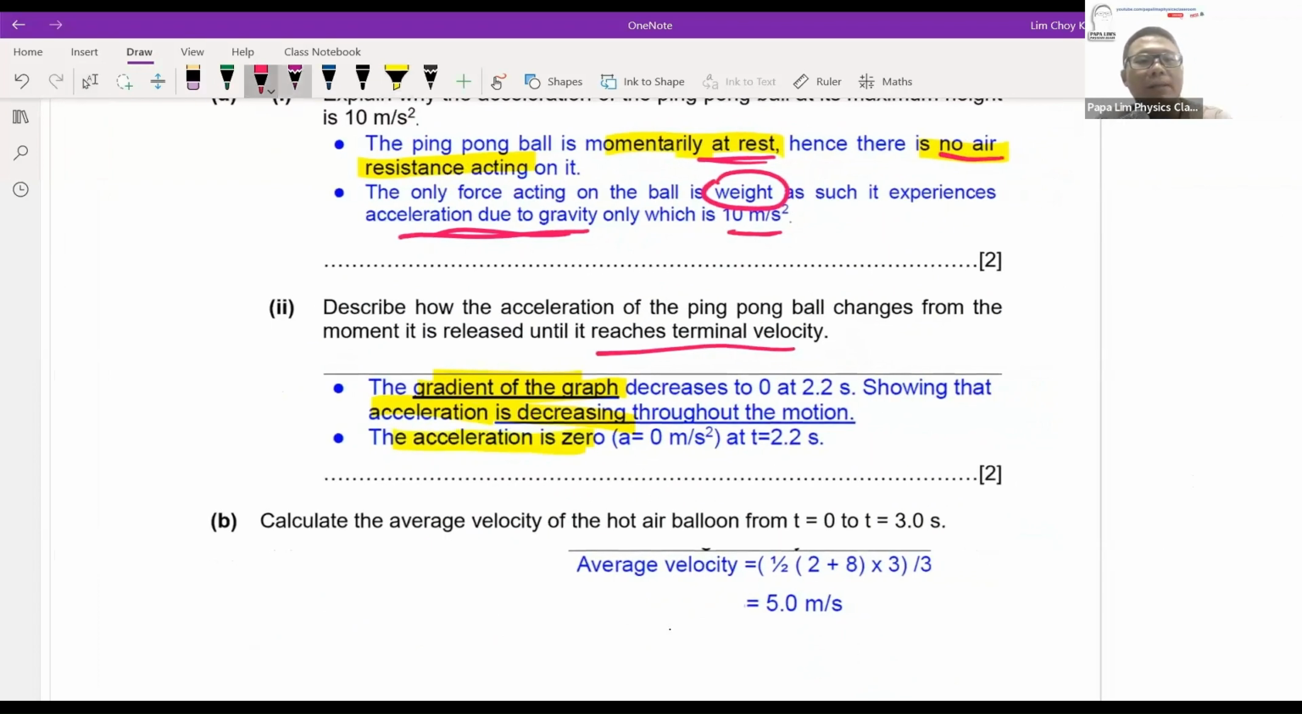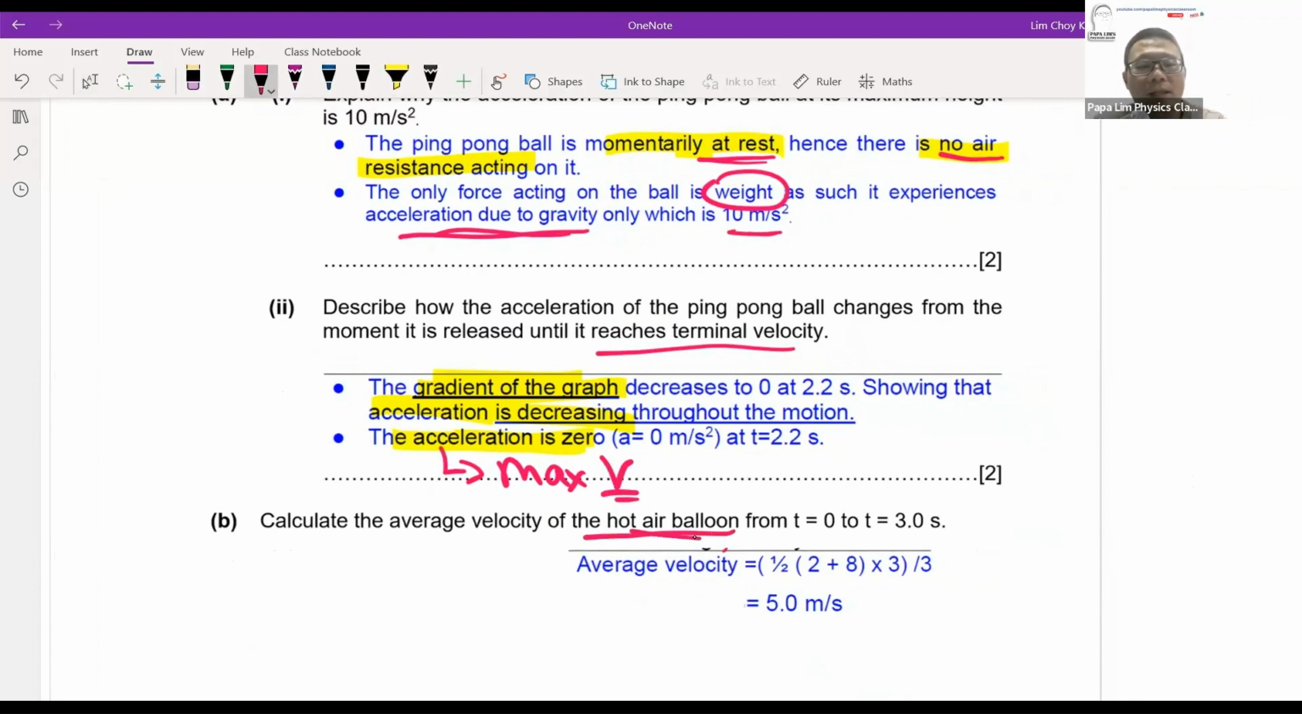You'll find that this particular value implies what we know as your maximum speed. This is what we call your maximum velocity, and this is what we call your terminal velocity. So the object from this point onwards, at 2.2 seconds, will be falling at a constant velocity, and acceleration is equal to 0. Now calculate the average velocity of the hot air balloon. It's the hot air balloon, not the ping pong ball.